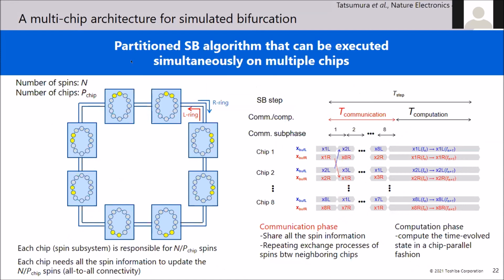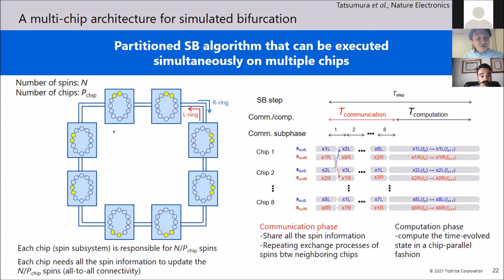First, we have developed a partitioned SB algorithm that can be executed simultaneously on multiple chips. Each chip's spin subsystem is responsible for updating N over P spins. Here, we have to pay attention to the fact that each chip needs all the spin information to update its N over P spins because there is all-to-all connectivity.